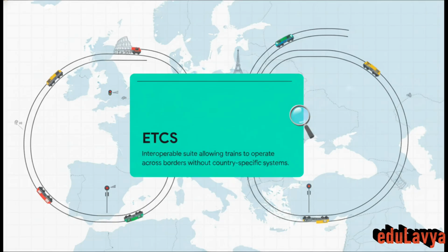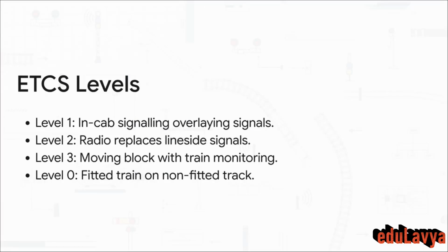Well, ETCS was designed as a standardized, interoperable suite to eliminate that massive headache for trains. ETCS actually scales up in complexity. Level 1 acts as an overlay on top of traditional physical signals by the track. Level 2 steps it up by using continuous radio communication, which makes those physical line-side signals completely obsolete. But Level 3? That is the holy grail. By Level 3, we completely ditch conventional track detectors.